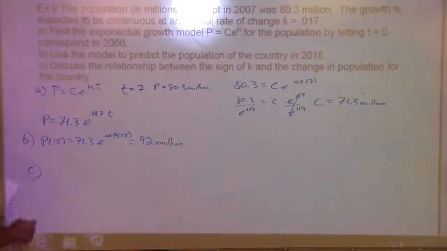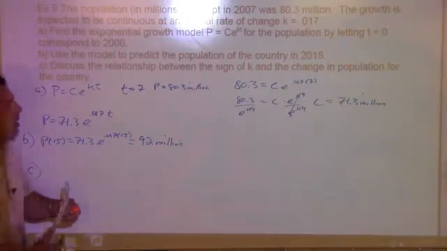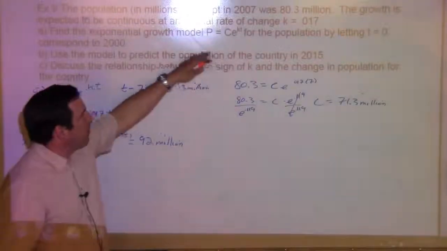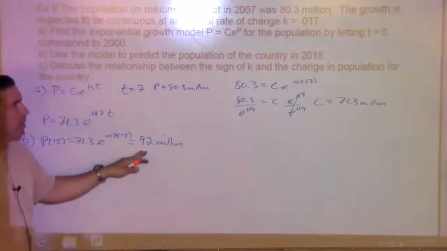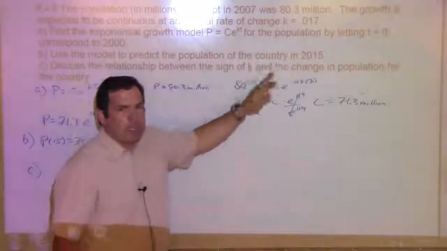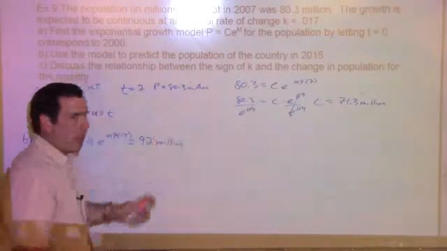So part C says, discuss the relationship. Well, k is positive and the population increased from 80.3 to 92 million. So a positive k means a positive growth rate. They're increasing in population.